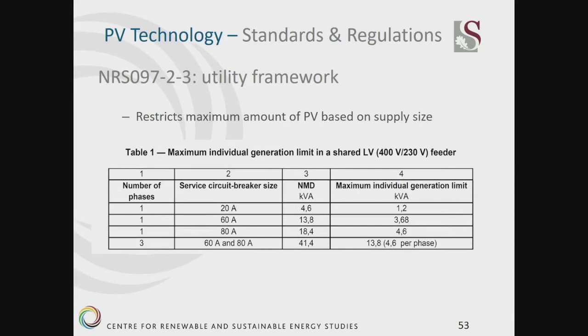Then NRS 097-2-3 is about the utility framework, and this restricts the maximum amount of PV based on a supply size. So if your house has a 60 amp circuit breaker and a notified maximum demand of 13.8 kVA, you are only allowed to connect a PV generator to the size of 3.68 kVA.